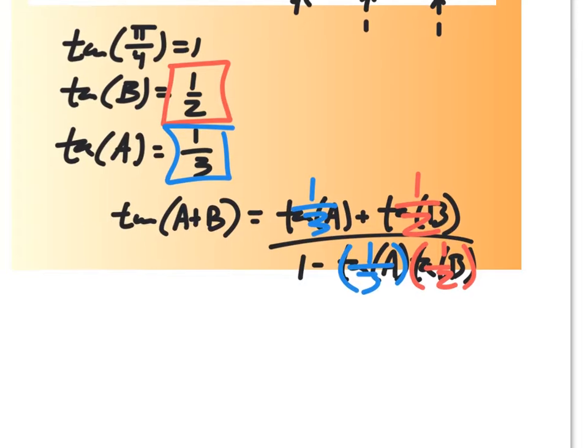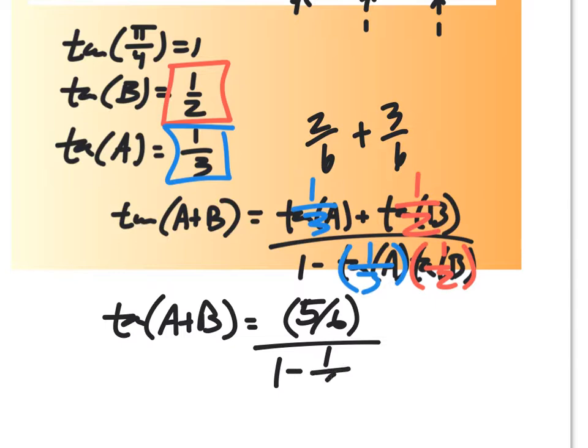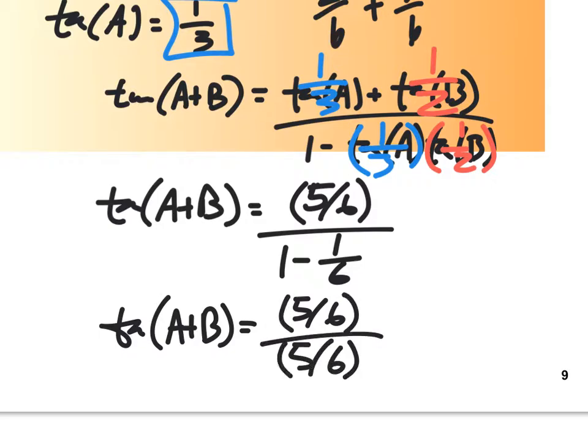Let's see here. What do we get? So the tangent of a plus b equals 1/3 plus 1/2. Well, 1/3 is 2/6, and 1/2 is 3/6. So I get 5/6 in the numerator. In the denominator, I get 1 minus, look at that, 1 minus 1/6. So the tangent of a plus b equals 5/6 over 5/6, which we know is equal to 1.